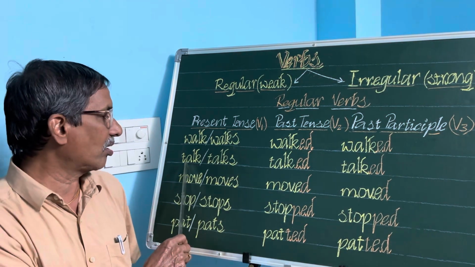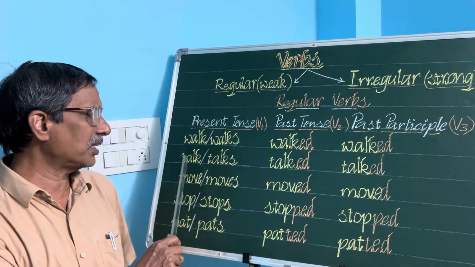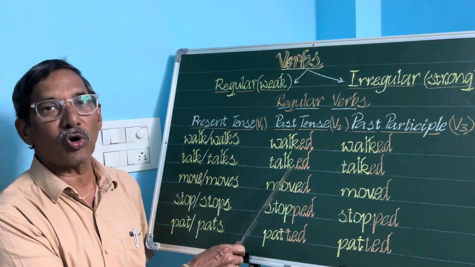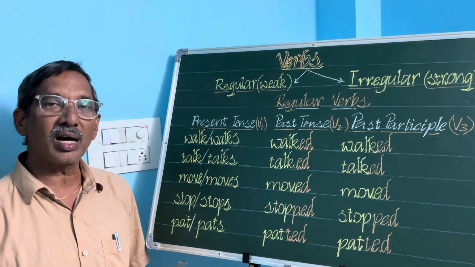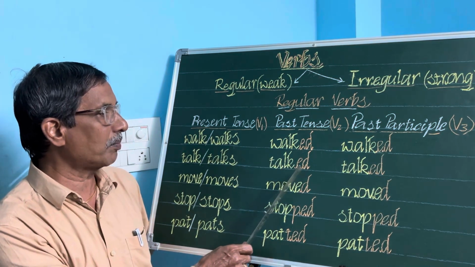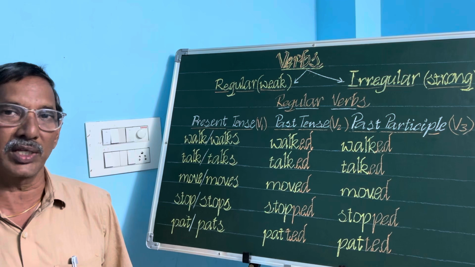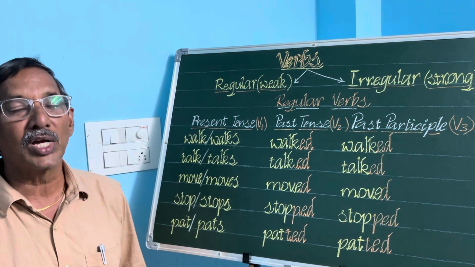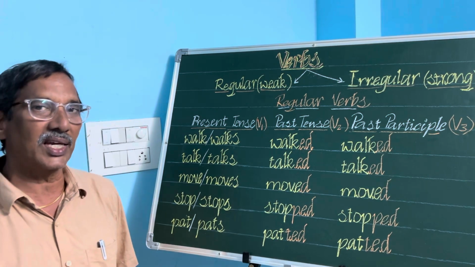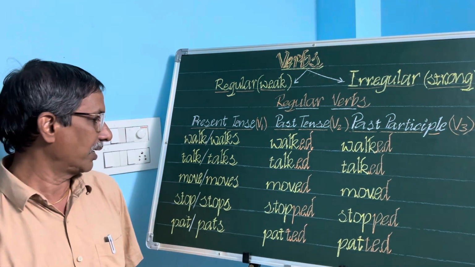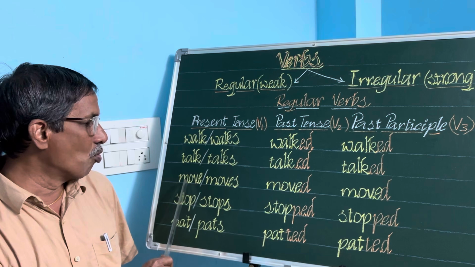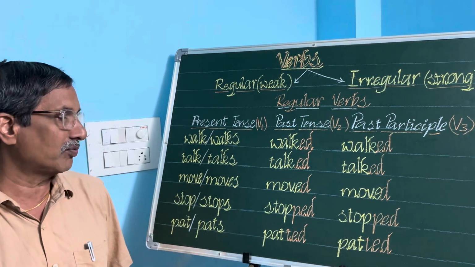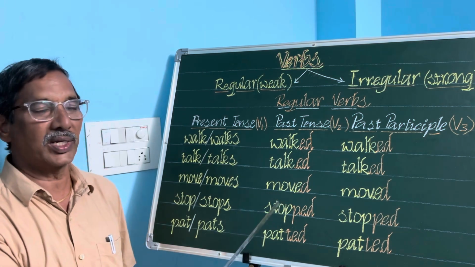Talk, talks. Talk and talks are present tense forms. Talked is the past tense form, and again the past participle is also talked, whereas the present participle form is talking. Now the next one. Move and moves are the present tense forms. Moved is the past tense form.